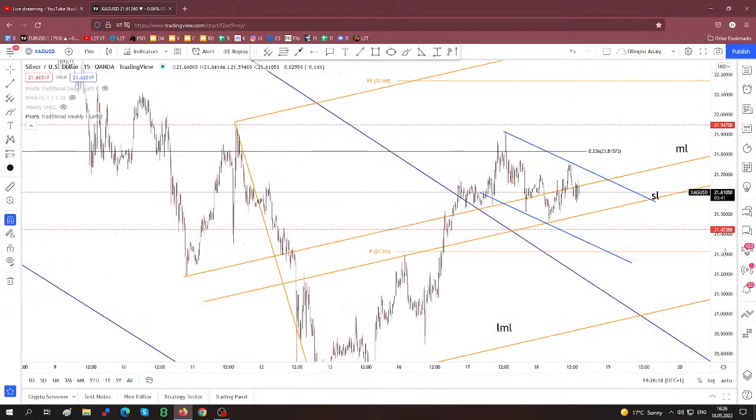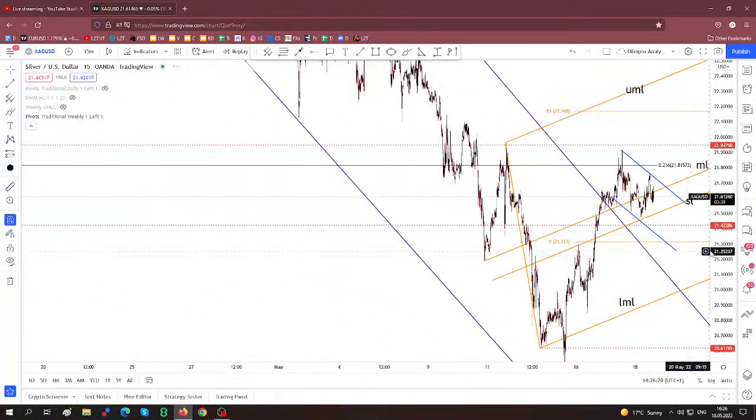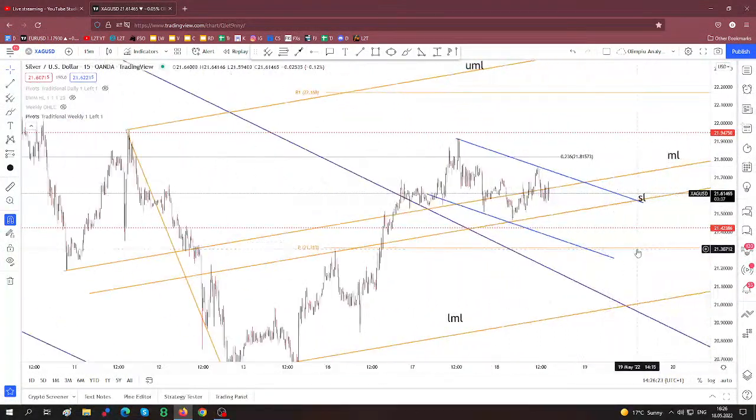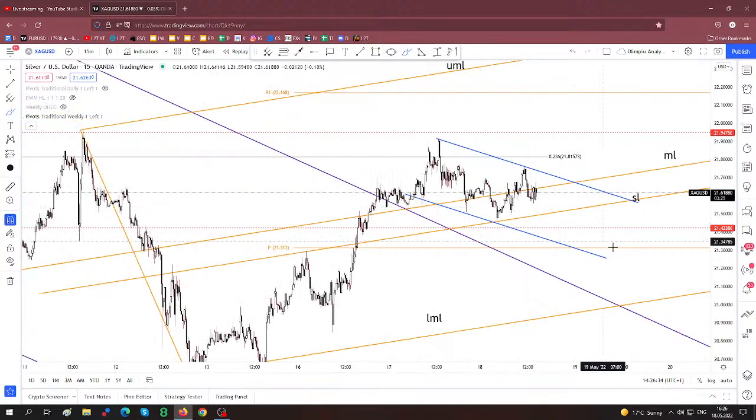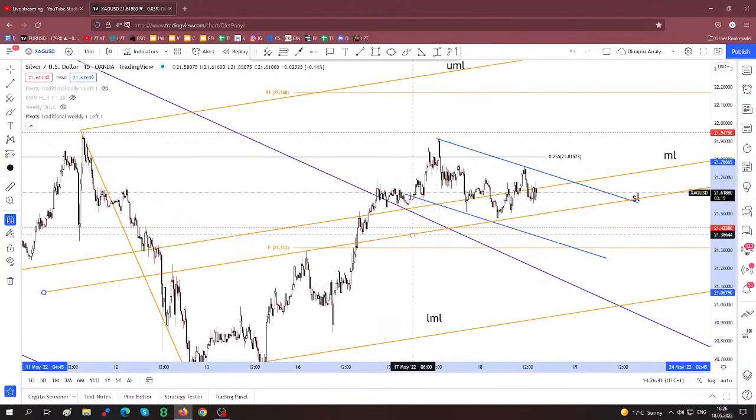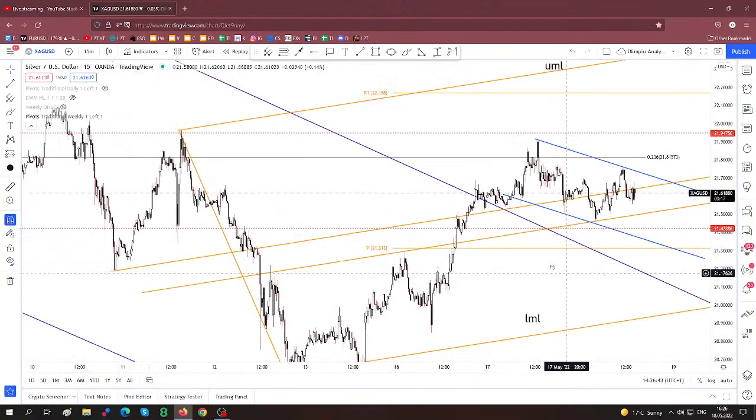This could represent an upside continuation pattern. But right now I don't want to place a buy stop here, because it could register only false breakouts before dropping. So right now I'll wait. But as long as it stays above the inside sliding line here, personally I will look for longs, for buying opportunities in silver.